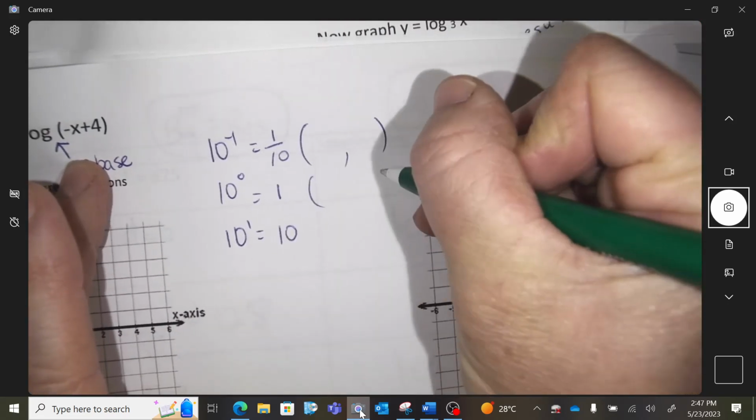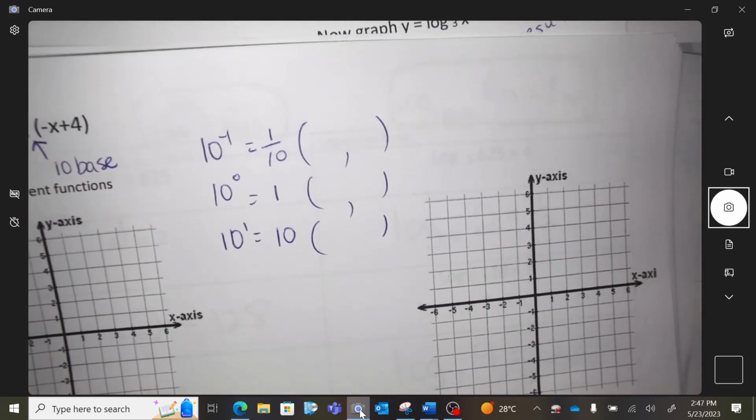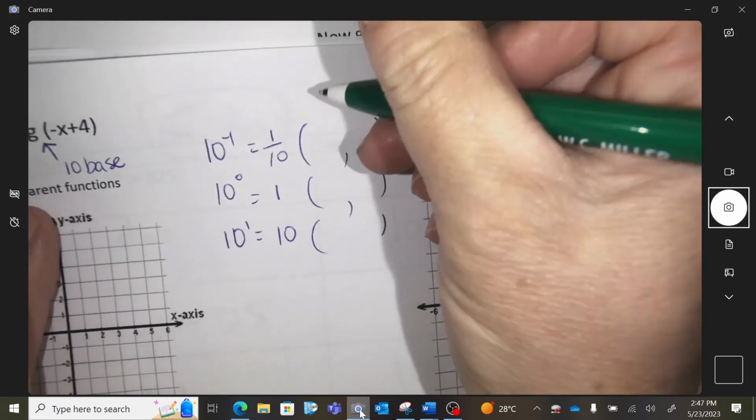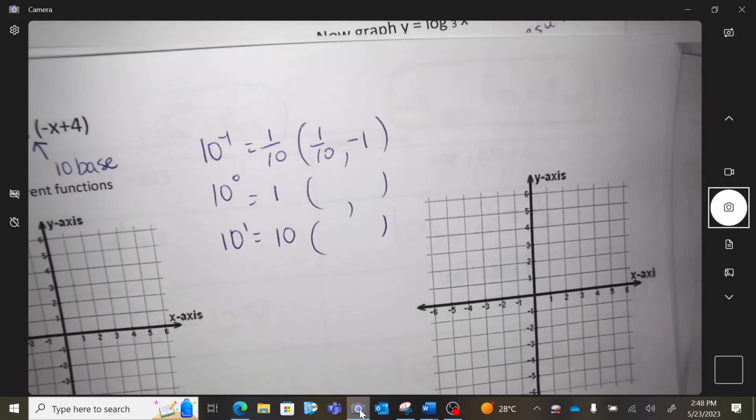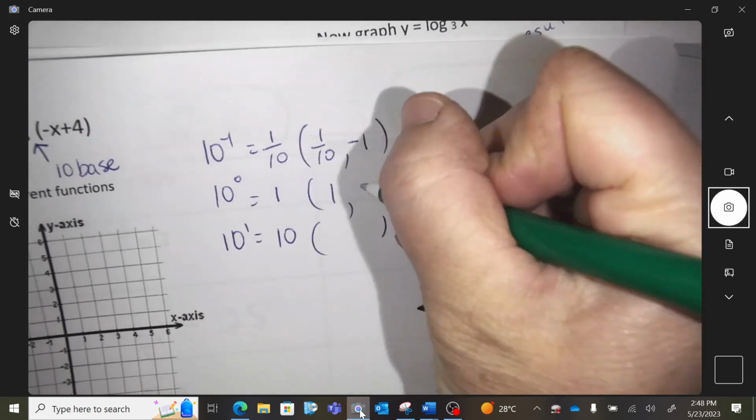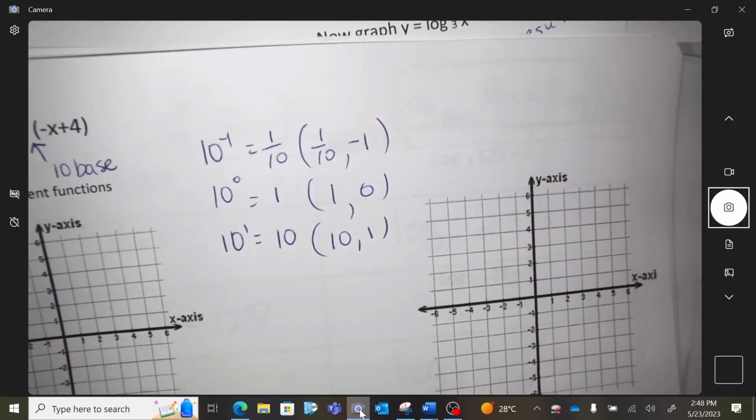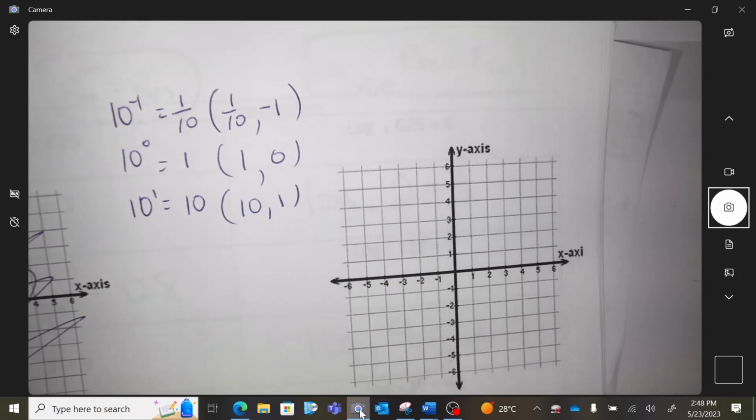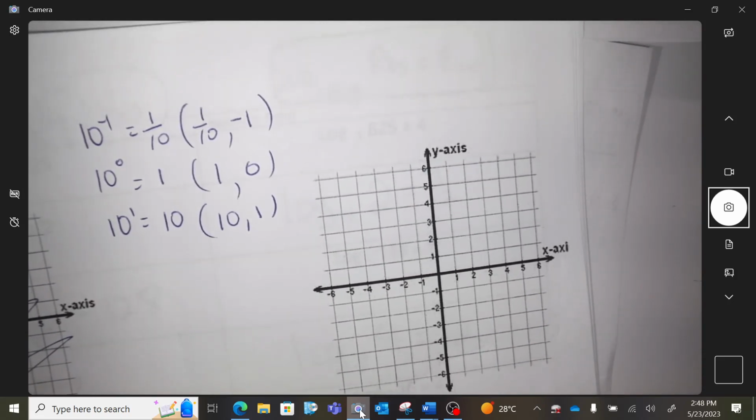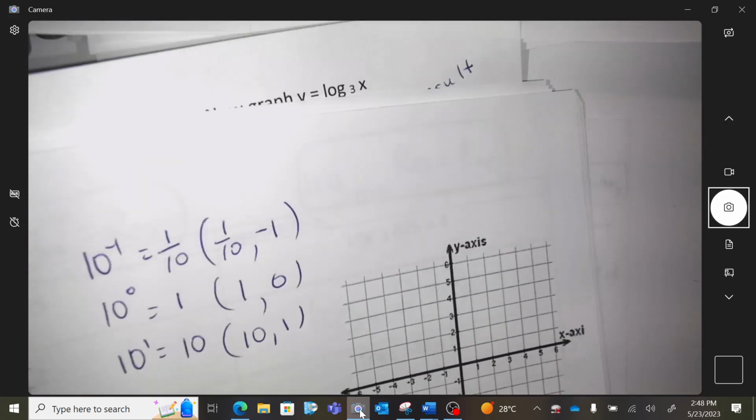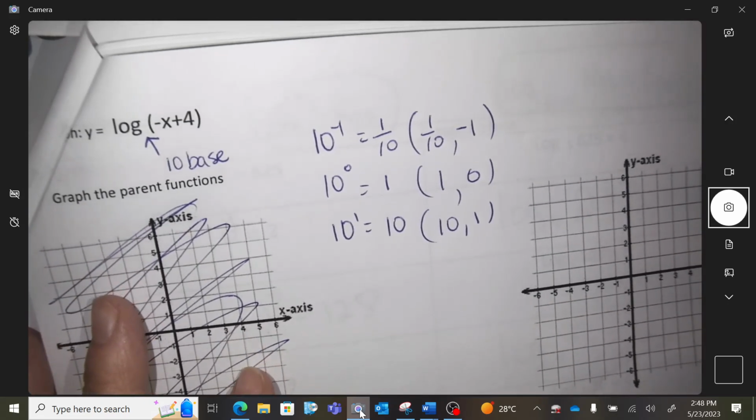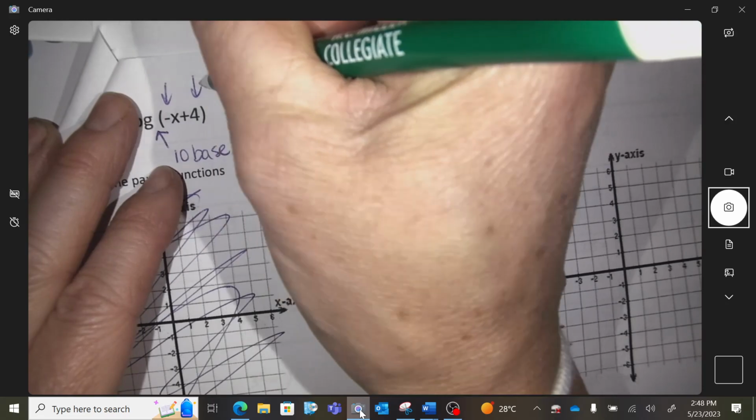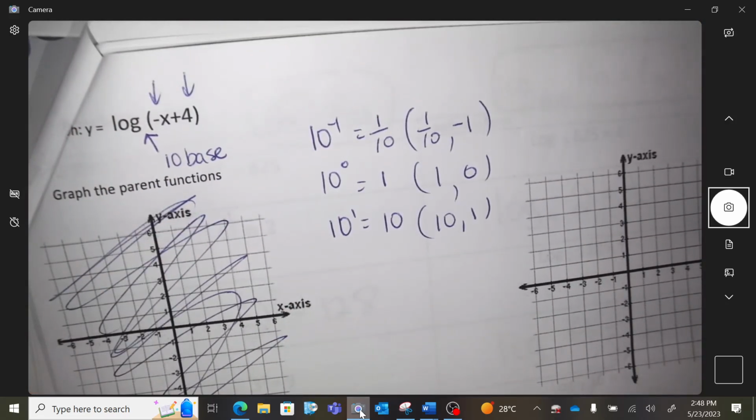So these coordinates, because this is a log graph, I'm going to go 1/10 and then the negative 1. 1, 0 and 10, 1. Okay, we are actually not going to even bother with graphing that one. We're just going to go straight to the transformed graph here. Okay, transformations. We have a couple things going on. We have this and we have this going on. So 2 things we're going to have to worry about, but I tricked you.